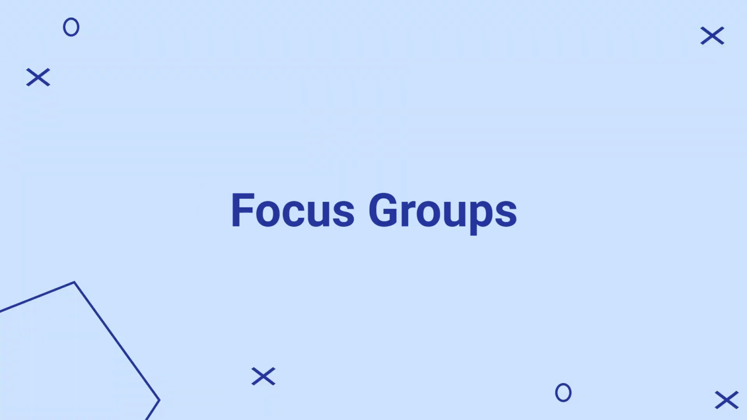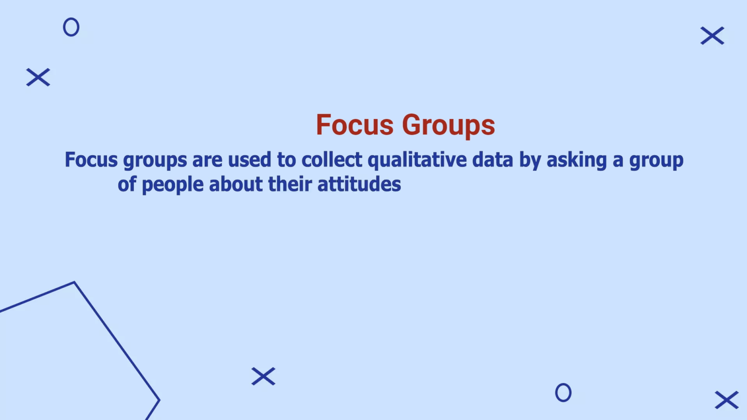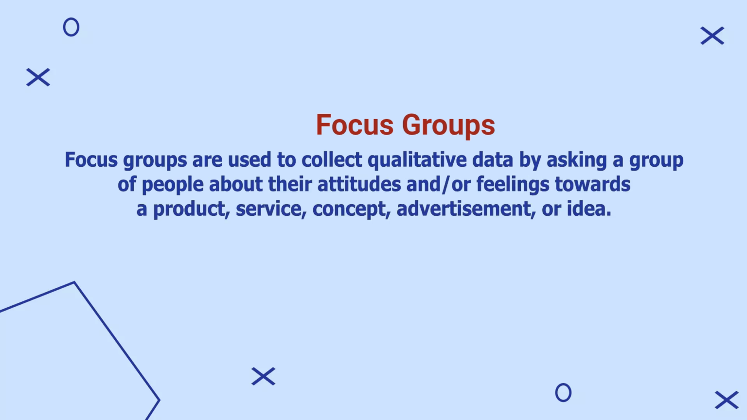Now, what are focus groups? Focus groups are used to collect qualitative data by asking a group of people about their attitudes or feelings towards a product, service, concept, advertisement, or idea. Questions are asked in an interactive group setting where participants are free to talk with other group members.